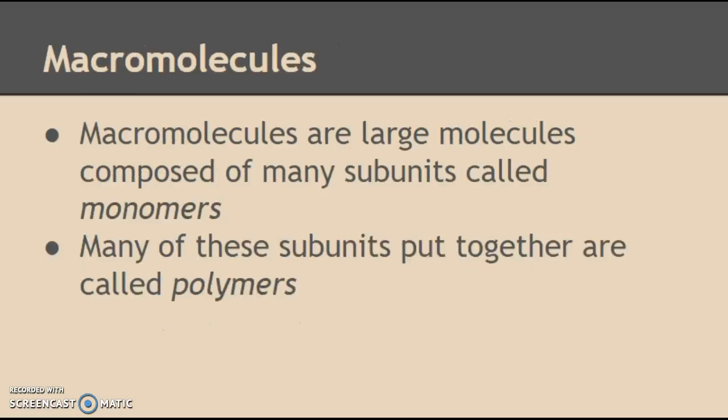So macromolecules are just large molecules made of many subunits called monomers. So we'll talk about these building blocks. And monomers are kind of like Lincoln logs. When you make a whole house, you have a big unit. And when we put a lot of monomers together, those are called polymers. So the whole house made out of Lincoln logs is a polymer. But the individual Lincoln logs are what makes it up, and those are the monomers. And so we put a lot of monomers together to make a polymer.